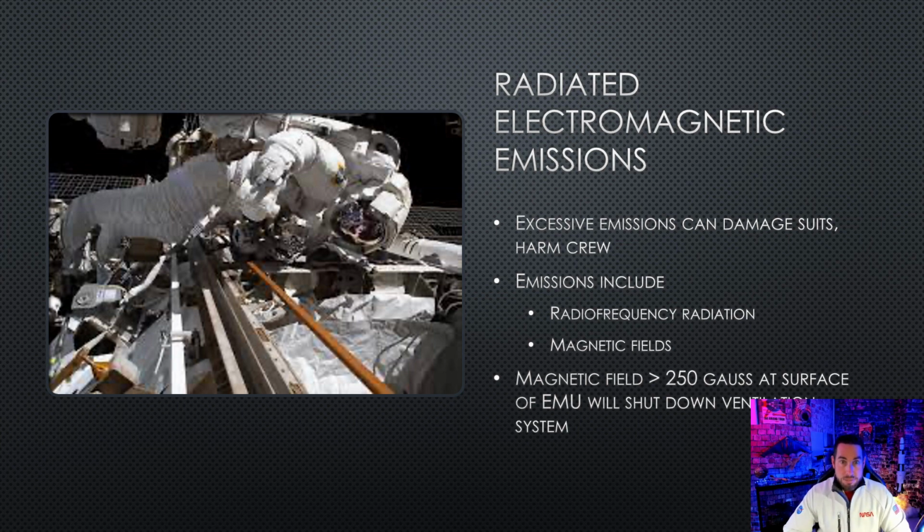In space, there's electromagnetic emissions. Stars emit electromagnetic pulses. The sun, that's what a solar flare is, a huge EMP, electromagnetic pulse. So excessive radio or excessive EM emissions can damage suits and harm the crews. In fact, a magnetic field that forms at greater than 250 Gauss at the surface of the suit will completely shut down the ventilation system. So if they're out there and this EM pulse hits, or there's an electromagnetic discharge that occurs from anywhere, that could be absolutely catastrophic because it's going to shut down the ventilation system right away.